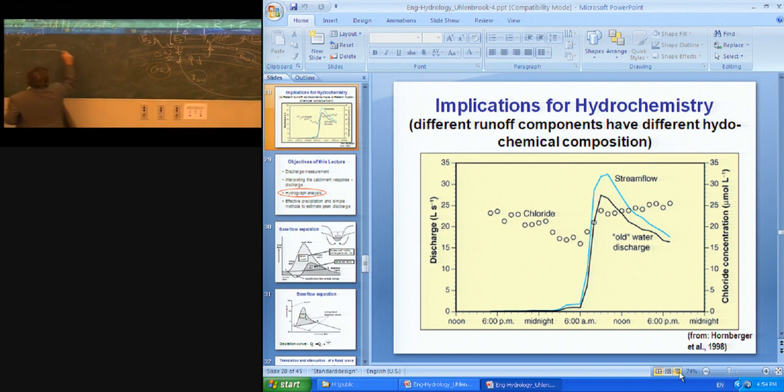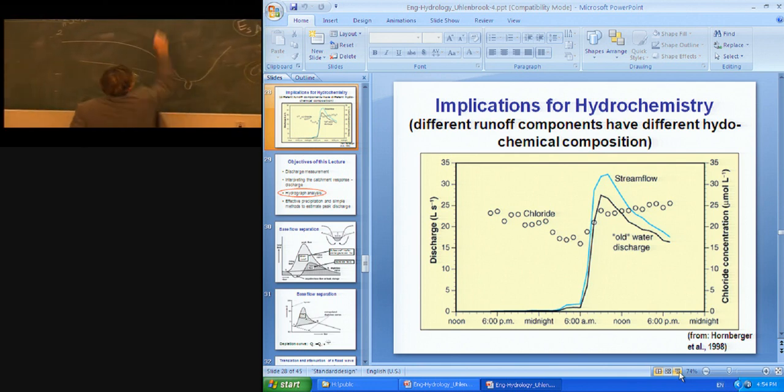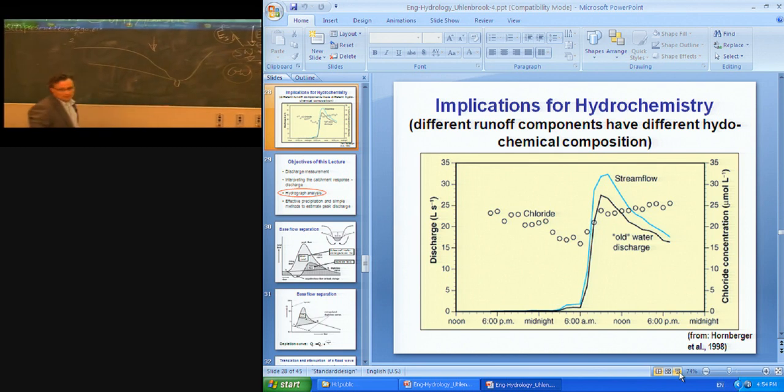If you have a hill slope with groundwater like this, then you have heavy rainfall. Yeah?